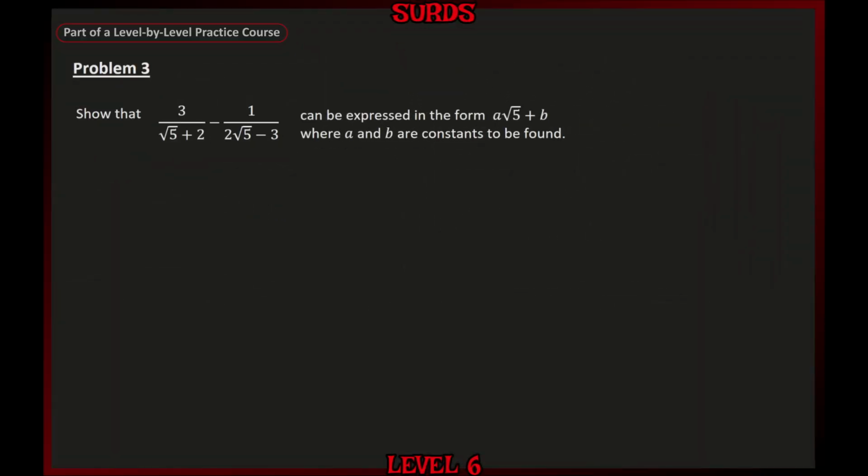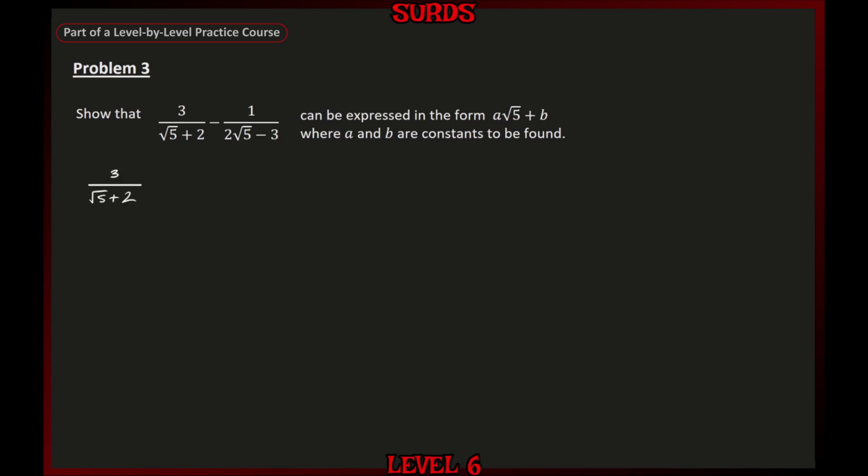In problem 3, we're asked to show that this expression can be expressed in the form a root 5 plus b, where a and b are constants to be found. So the way that I'm going to go about this is to rationalise each of those fractions first and then subtract. I could subtract first, but it's going to be much easier to collect those two fractions together if we don't have surds in our denominator.